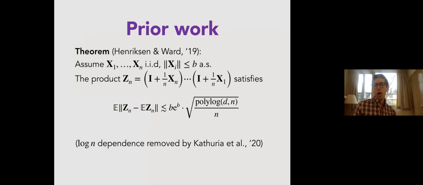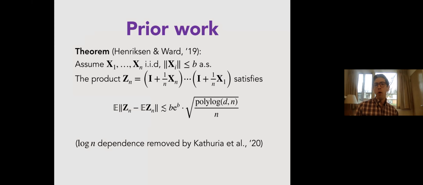So the Henriksen and Ward argument, as I said, I think it's quite ingenious. It's the idea of really pushing as far as you can go the idea of decomposing into sums, and you get something that looks like this. I will note also that a group out of Berkeley simplified this proof a bit recently and removed the logarithmic dependence on n, so that it's just log d over n in the second term, but the rest of the bound is still basically unchanged.